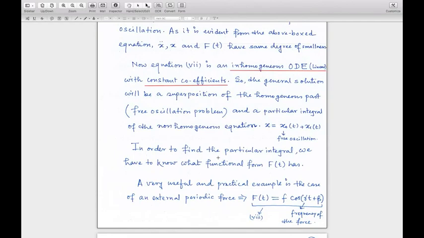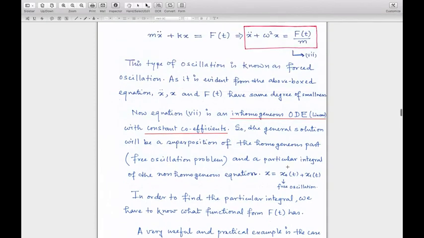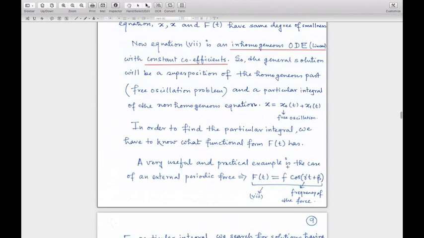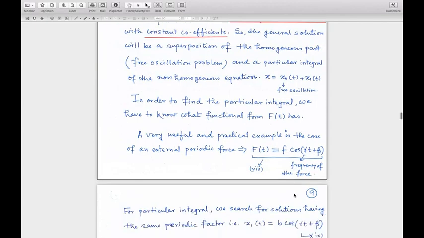Then in order to find the particular integral, the general solution of the homogeneous part we all know: it's the trigonometric type of solution of the free oscillation. For the particular integral we have to know exactly the functional form of f of t, otherwise we cannot proceed. A very practical example is the case where the external force is periodic in nature: f of t equals small f cos of gamma t plus beta, and gamma is the frequency of that force.